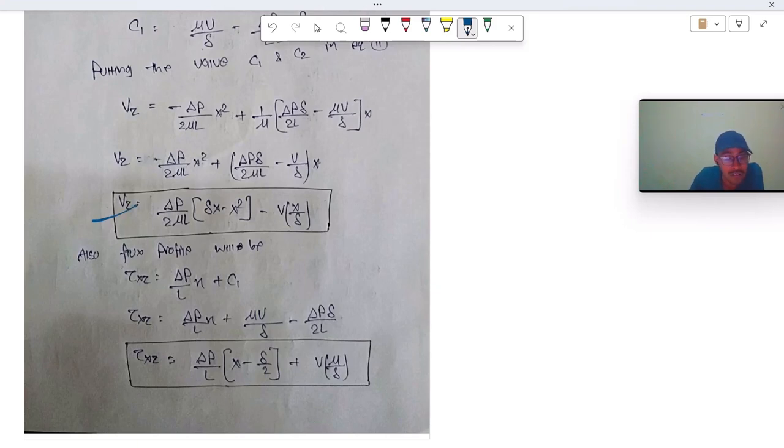And to get the flux profile, we have to put the value of C1 in this expression, which on putting we get the expression as delta P by L bracket open x minus delta by 2 bracket close plus V into mu upon delta. So this is the flux profile.